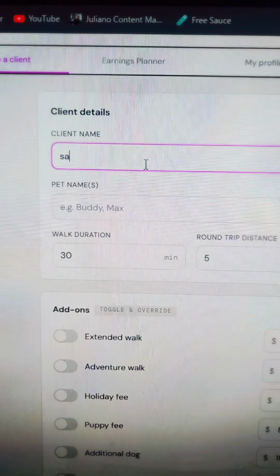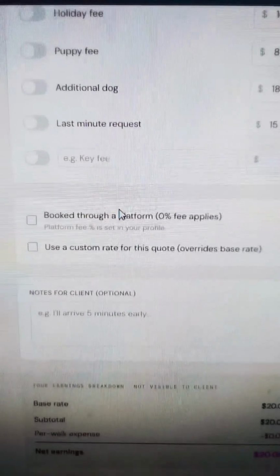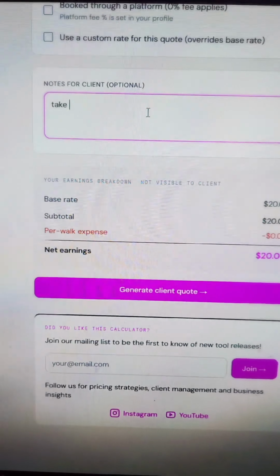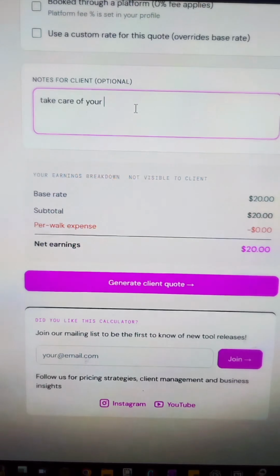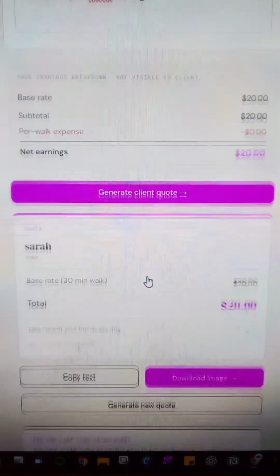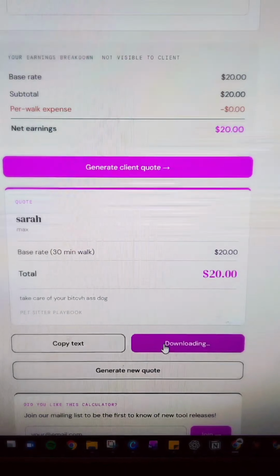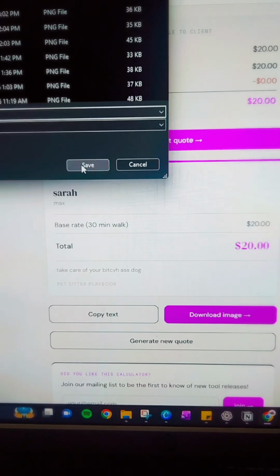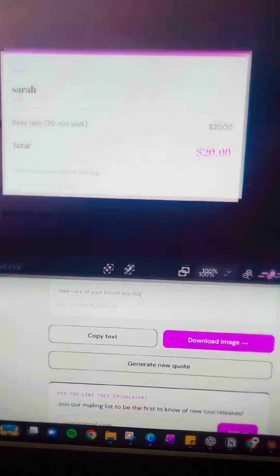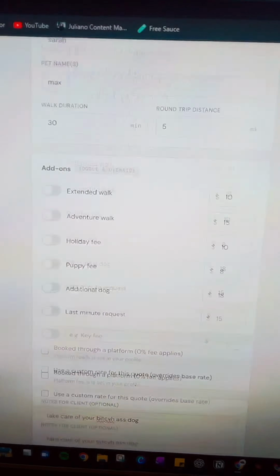All right, the last part is the client part. This immediately helps them get into quoting someone. Generate quote. There it is. The cool part is they could actually download this as an image, and this will be something they could send to a client potentially. Like, here's what I'm going to quote you, here's a little picture, they can text it to them or whatever.